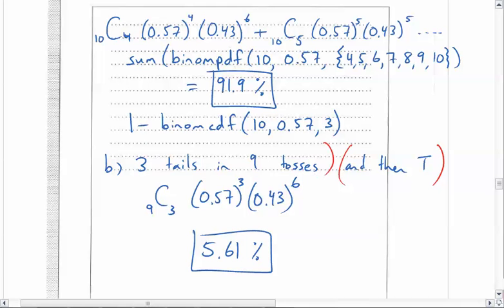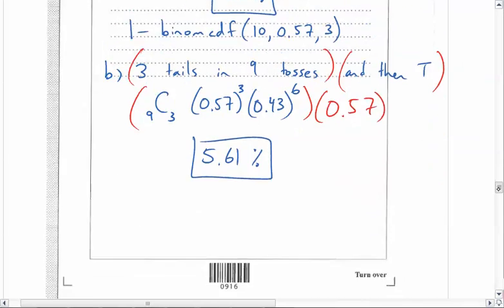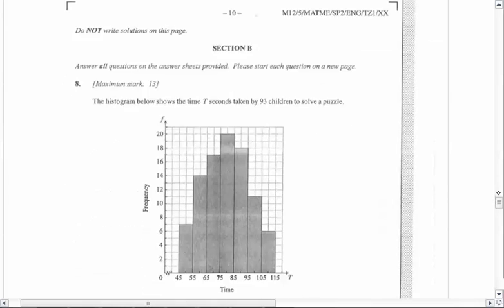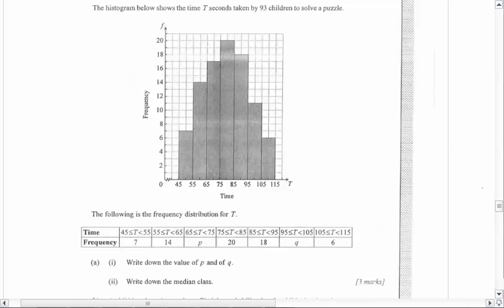So my last one, so this is 3 tails in 9 tosses, and then 1 more tail. So another 0.57. Okay, now the long answers, the last half of the test. So this is a statistics problem.